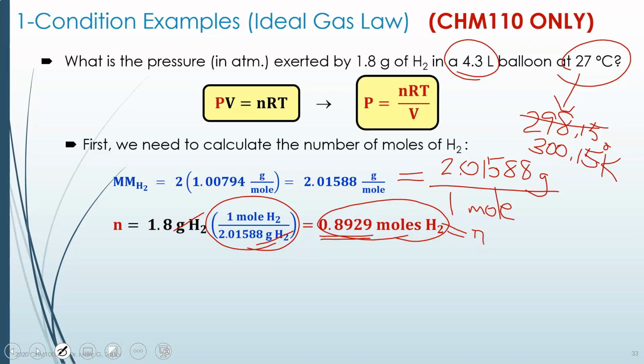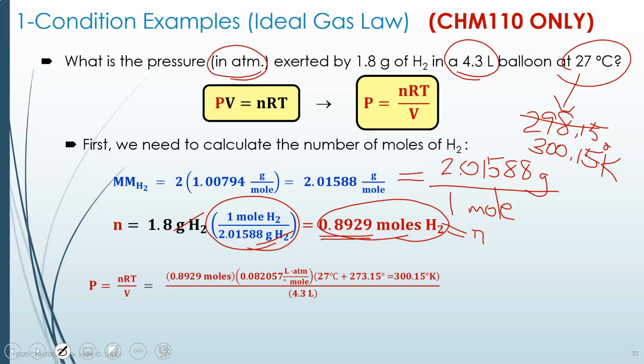We just need the appropriate R value, and we are using atmospheres, so our R value will be the liters atmospheres per Kelvin mole, and that will be the R value of 0.082057, and we plug those in, and those numbers are all shown here. So we have our N, we have our R, we have our corrected T, and we have our V, and we can put this in our calculator, and we end up calculating a pressure of 5.114 atmospheres.